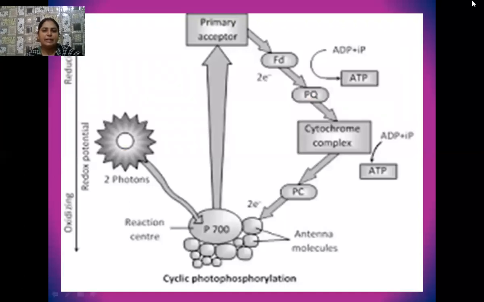Okay, student, this is another diagram of cyclic photophosphorylation. P700 is the photosystem. Primary receptors are ferredoxin, plastoquinone, cytochrome complexes, plastocyanin. And finally, the electron reaches P700 again. The energy that is released at each step helps in the synthesis of ATP molecules.